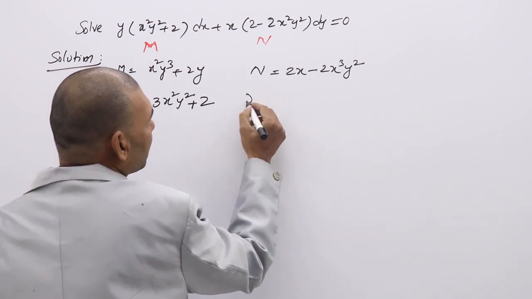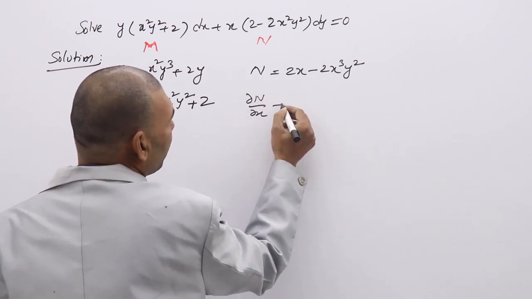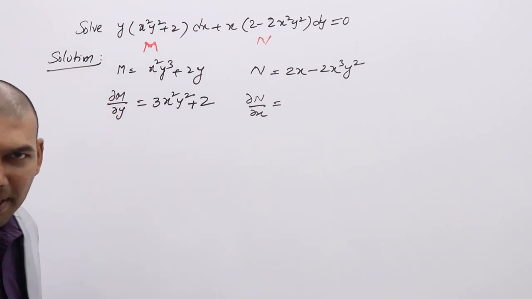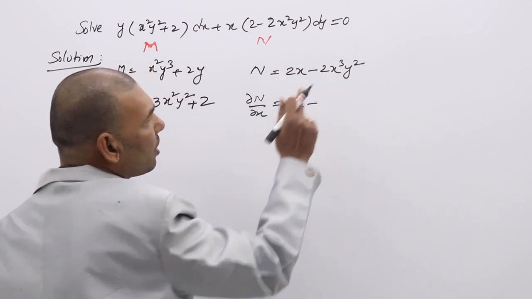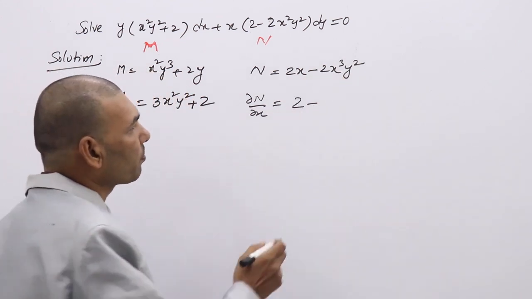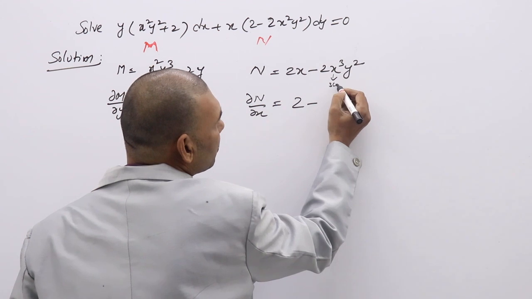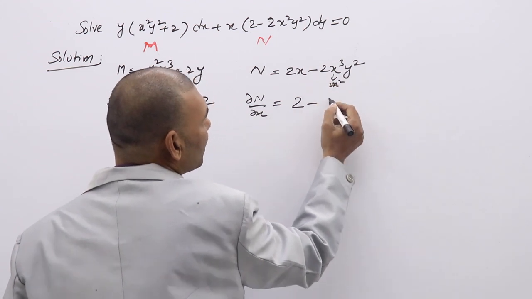Dou n by dou x. Differentiate with respect to x. Differentiation of x is 1. Differentiation of x cube is 3x square. So that means 3 2s are 6, 6x square y square.